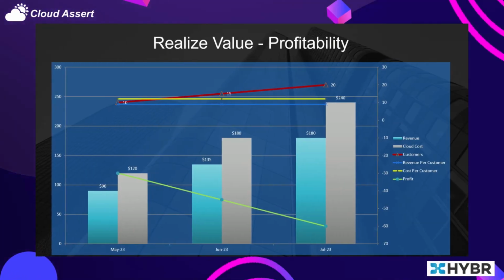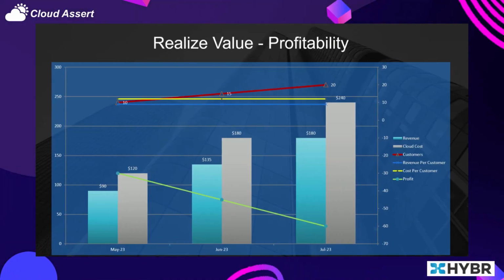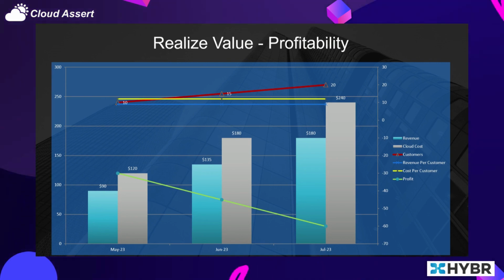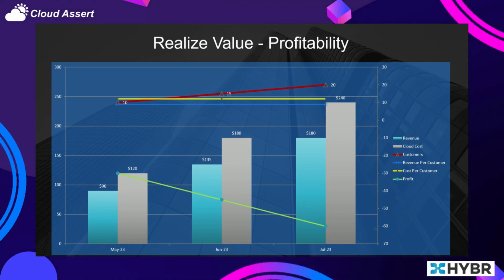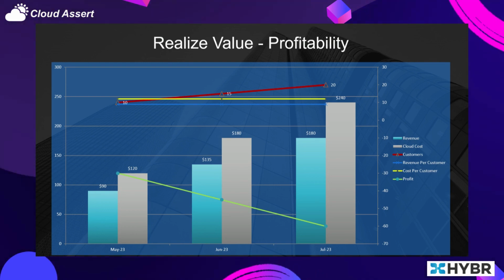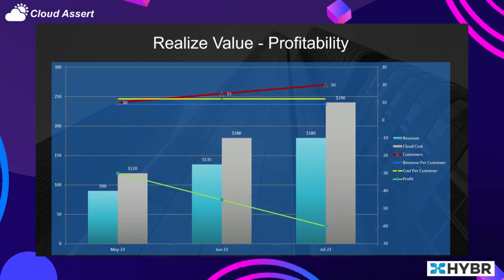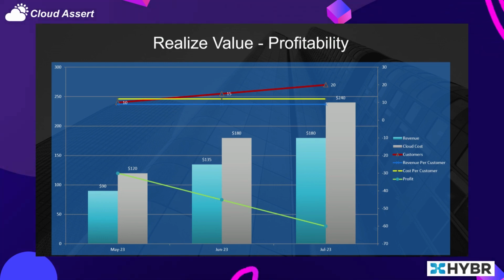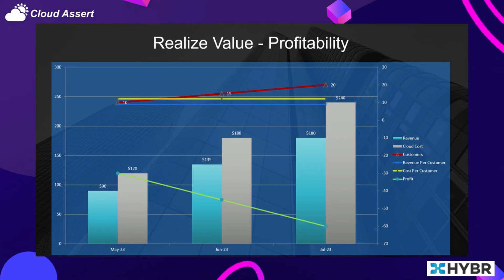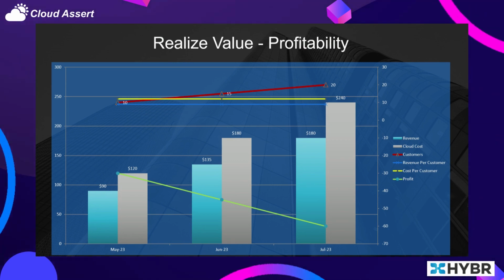So let's take this example. You have an application and you started getting it out in the market in May 2023, and let's say you got 10 customers onboarded, right? So that's this number. And you had a cloud cost of about, let's say, $120 or $120,000, depending on your application.